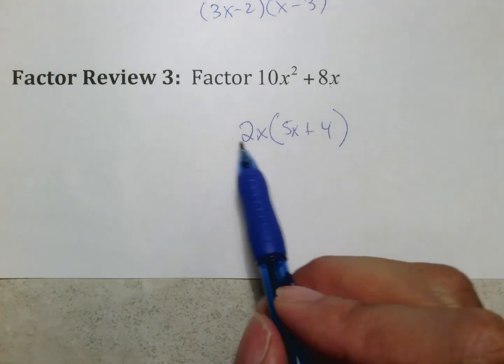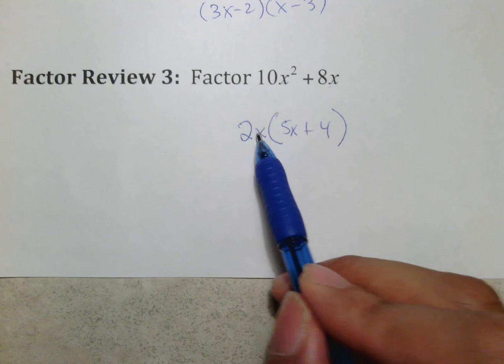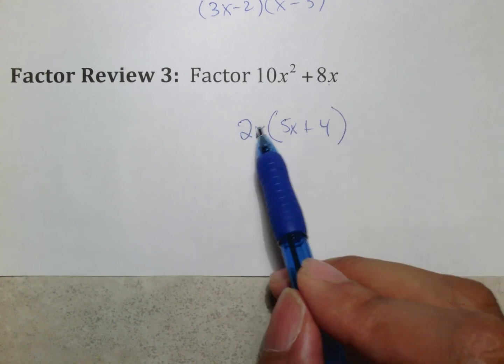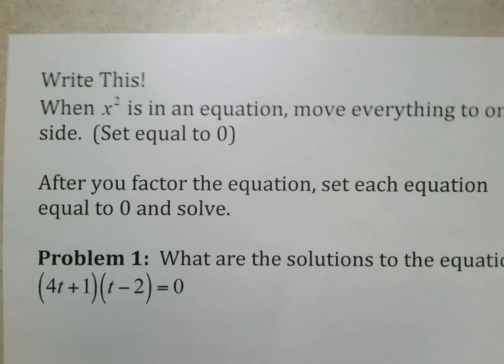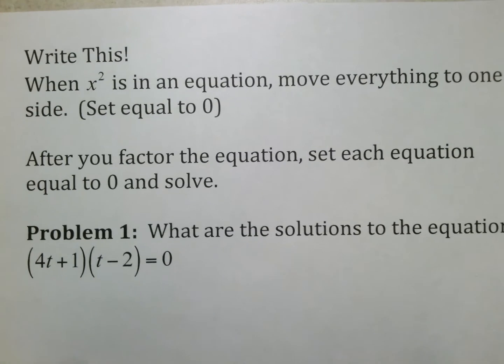And what I said about this is you can check it real fast. 2 times 5 is 10 with 2 x's. 2 times 4 is 8 with 1 x. So that is the general idea on how to factor, at least to get to where you can solve by factoring.